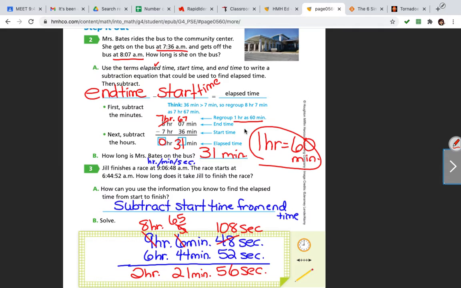So they want to know, how long does it take Jill to finish the race? Jill ran 2 hours, 21 minutes, and 56 seconds. So this is a hard problem. You will not have a problem that has hours, minutes, and seconds on the EOG. We typically only look at hours and minutes. So hopefully y'all are successful at that problem.